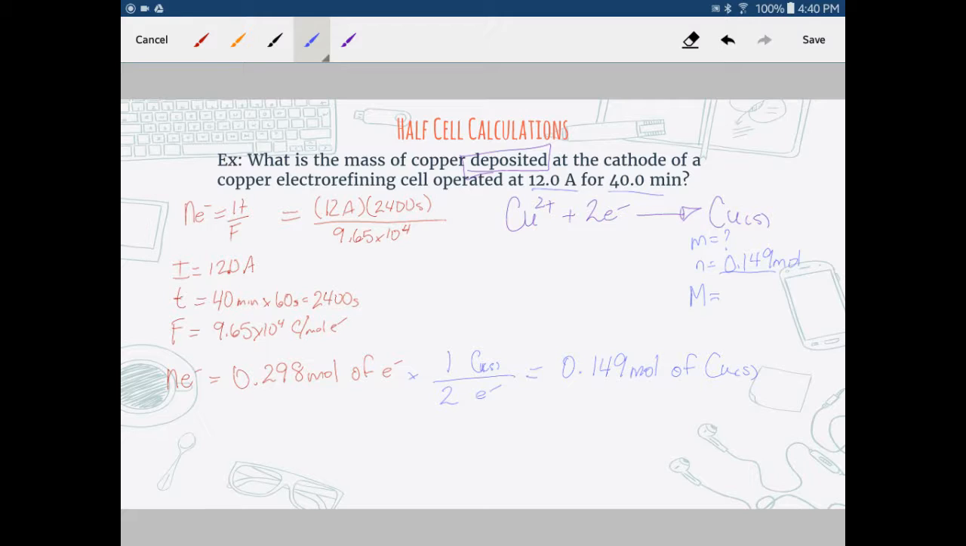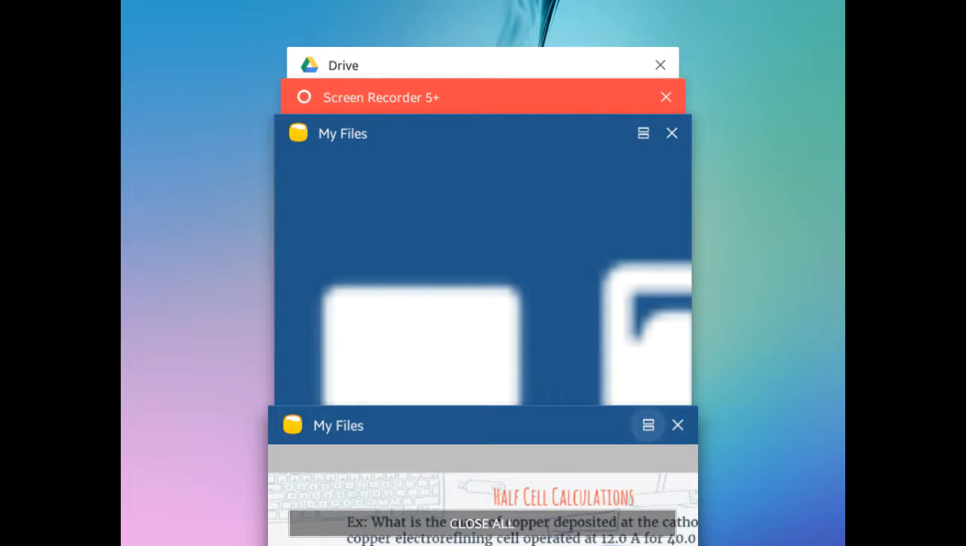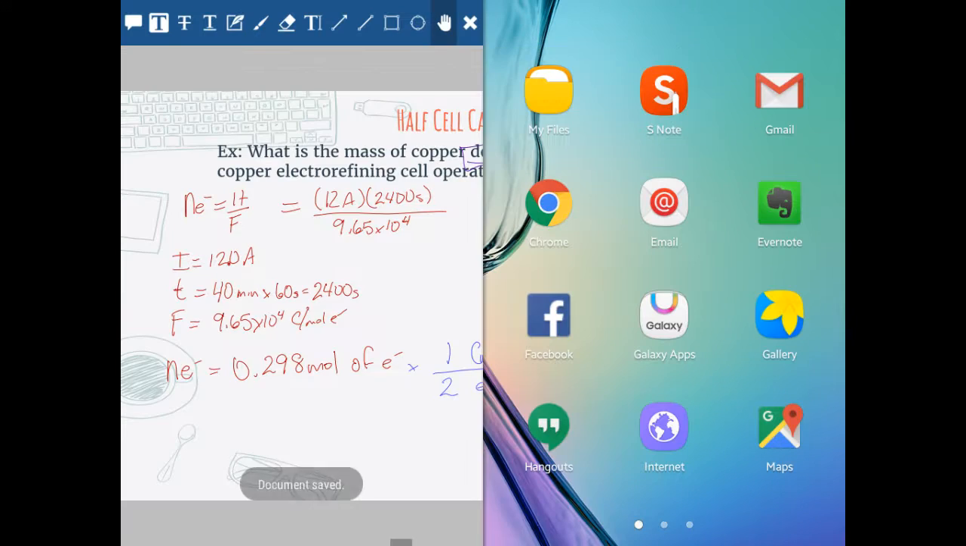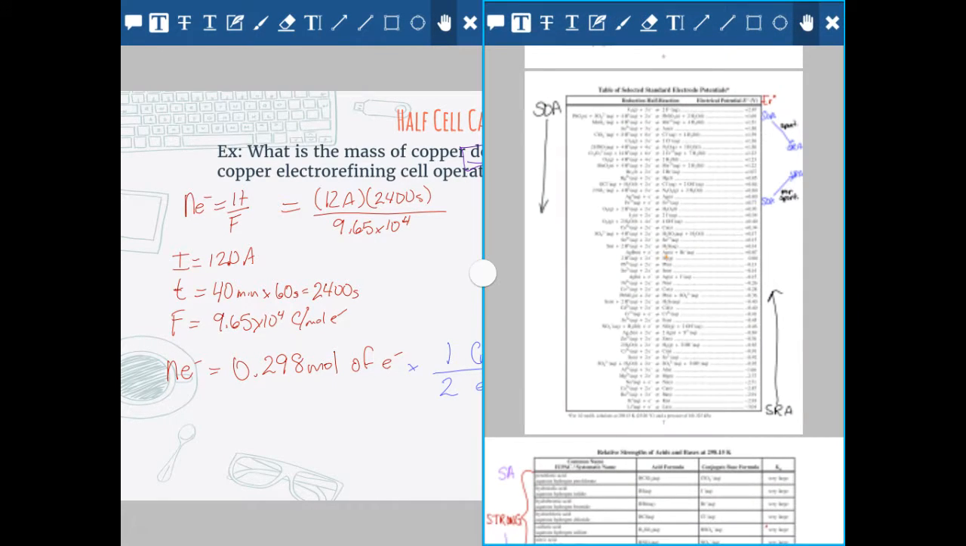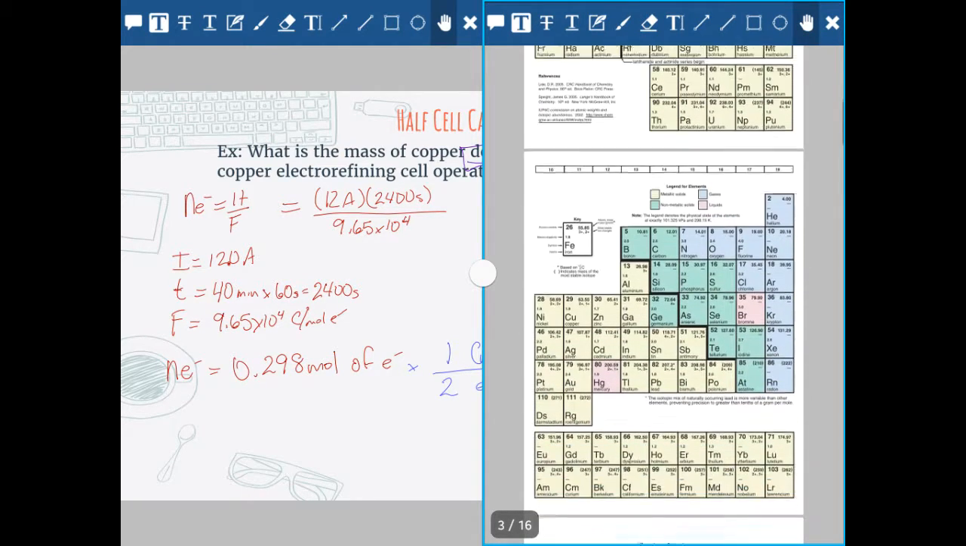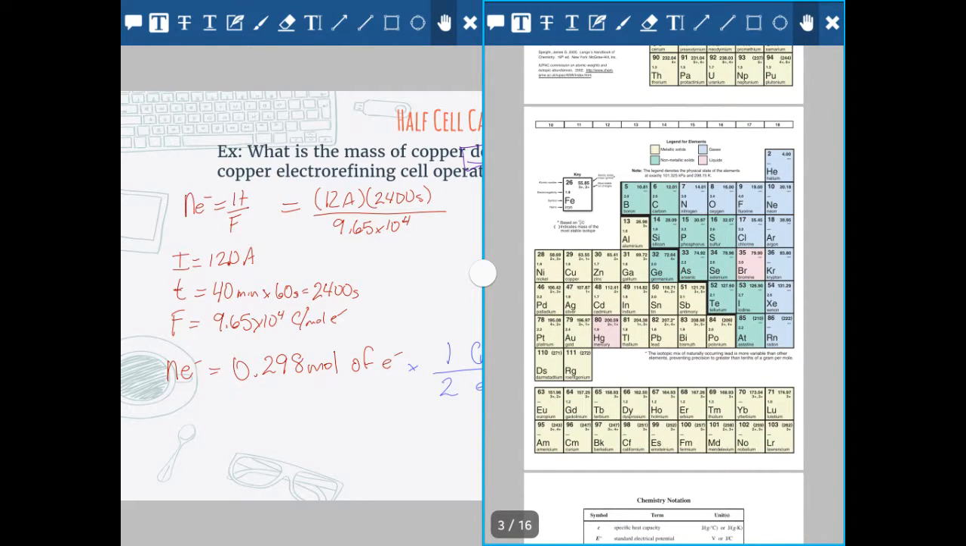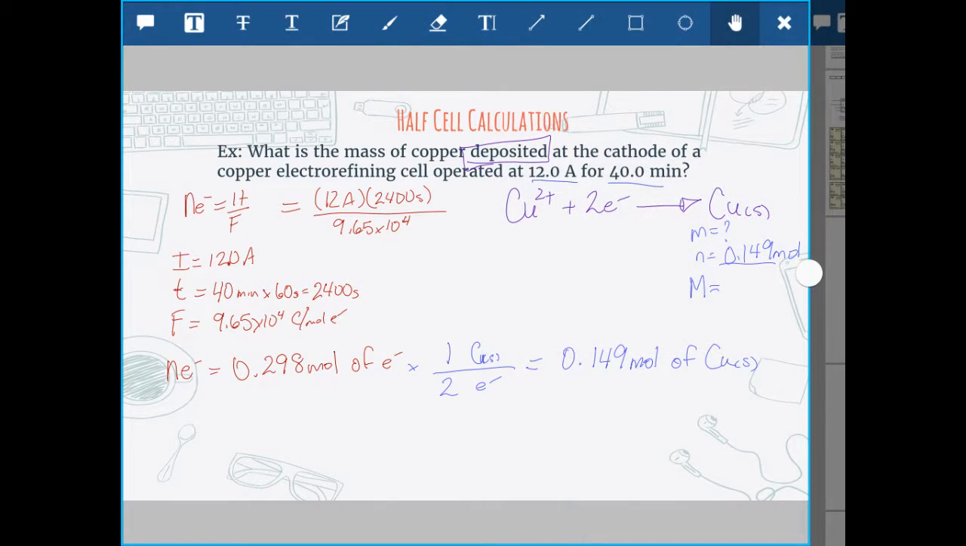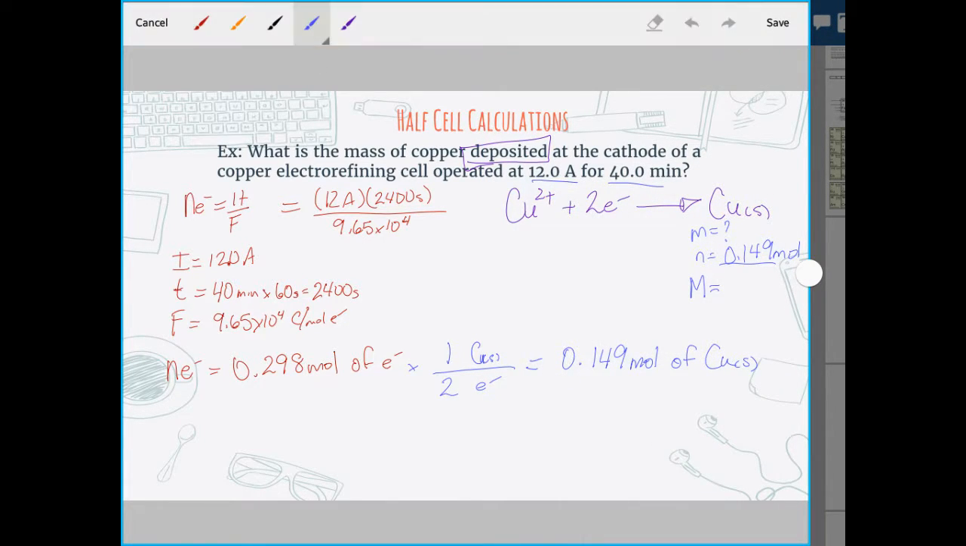Again, I can use my data booklet to get my molar mass of copper. So if I just jump over to my data booklet, I can find my molar mass of copper, which is 63.55. I'm just going to pull up a new color here. So 63.55 grams per mole.